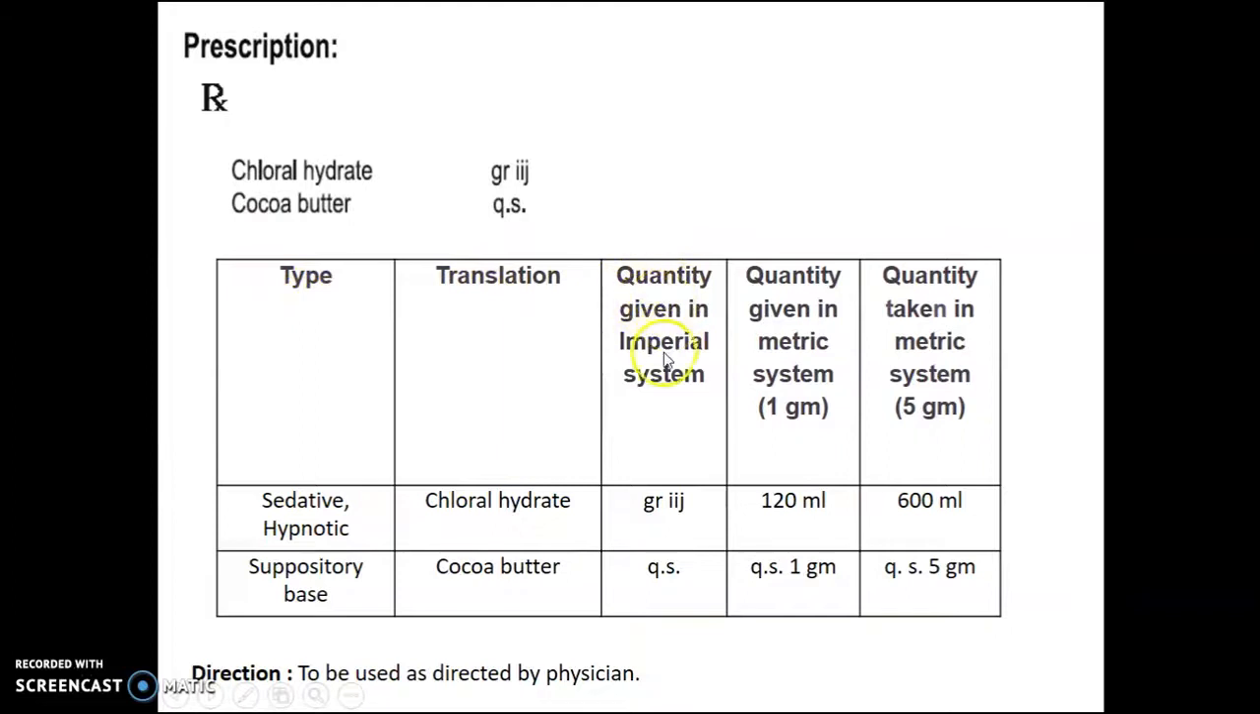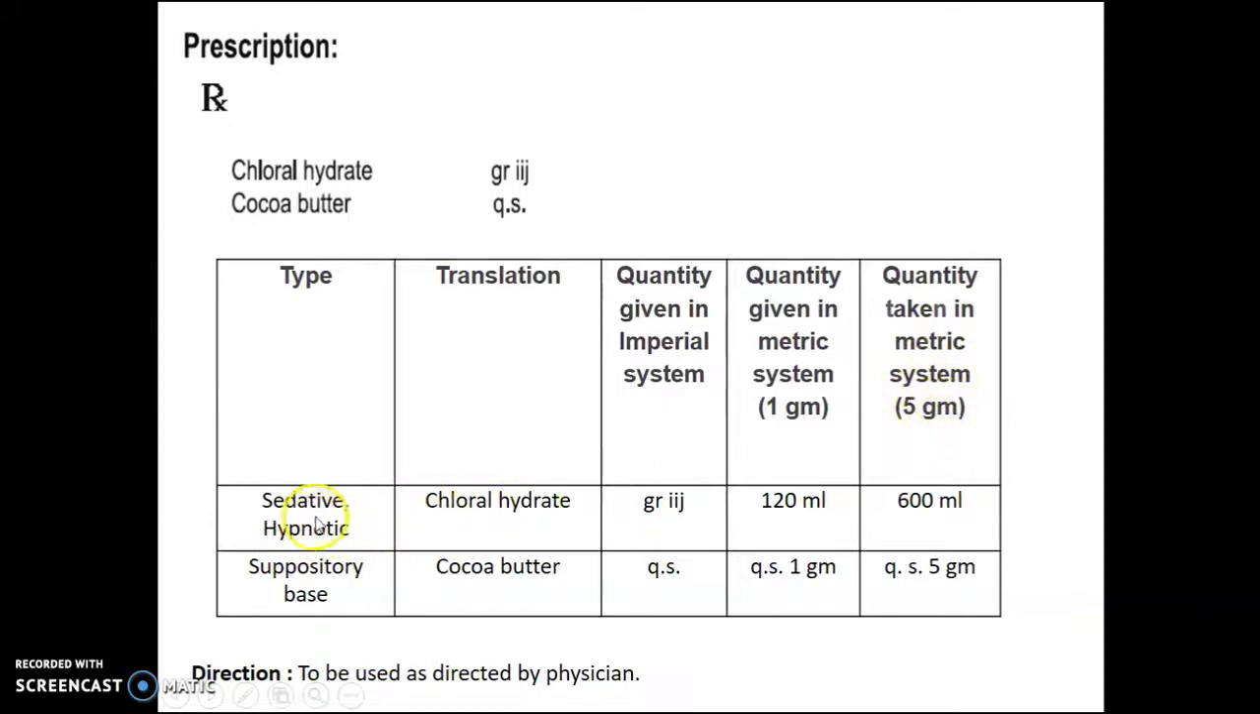As the quantity is given in the imperial system, this formula is given in Latin terminology. So this is the quantity given in the metric system for preparing 1 gram, and the quantity taken in the metric system for preparing 5 gram. We are preparing 5 gram because we have a mold with capacity to deliver 4 suppositories, each of 1 gram, and 1 gram is taken in excess to overfill the mold. That's why we are preparing 5 gram.